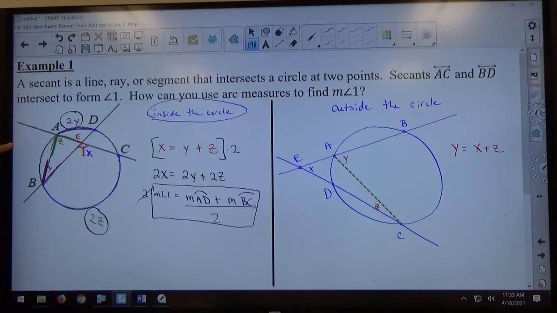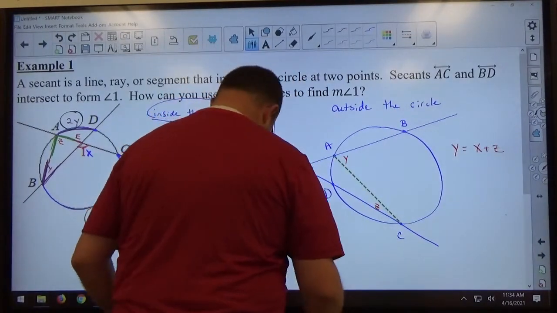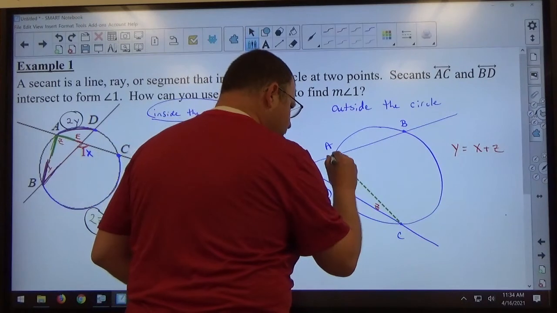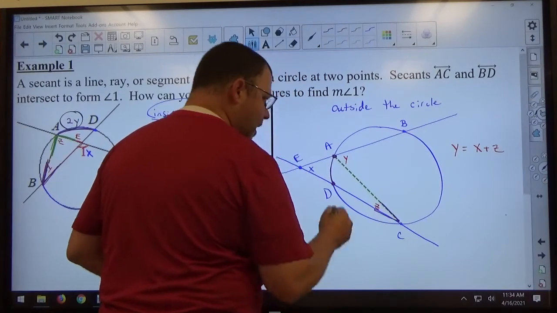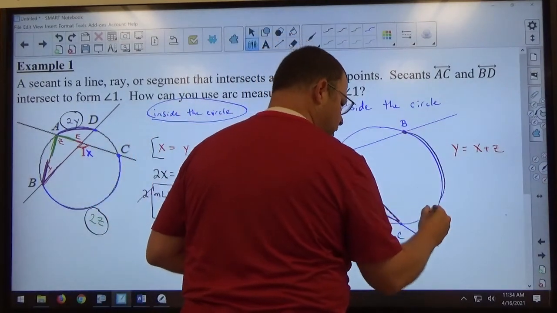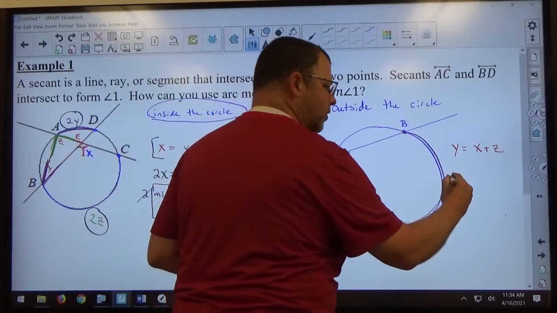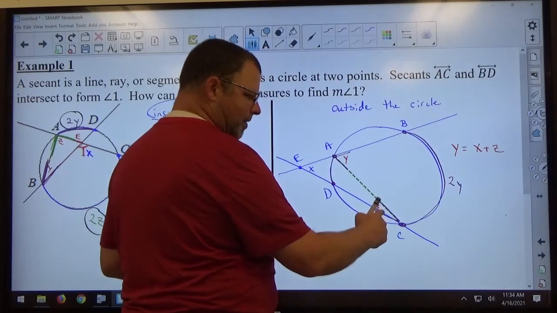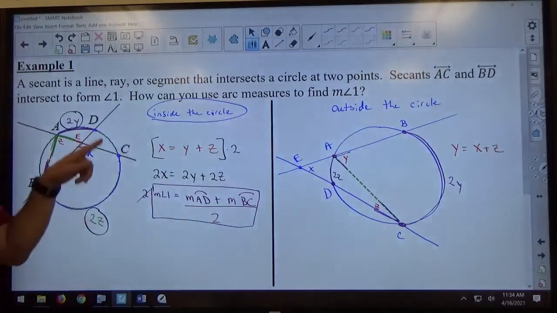Okay. Y and Z are doing the same thing that Y and Z did over here. Y is intercepting an arc, Z is intercepting an arc. So this time, this arc here has to do with Z, and this arc here has to do with Y. If that's Y, BC is going to be 2Y. That's Z, so AD is going to be 2Z. Same way it did over here, right?